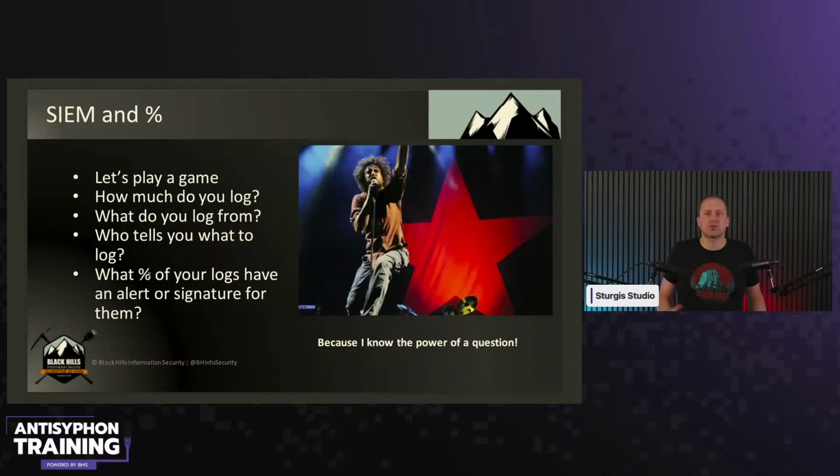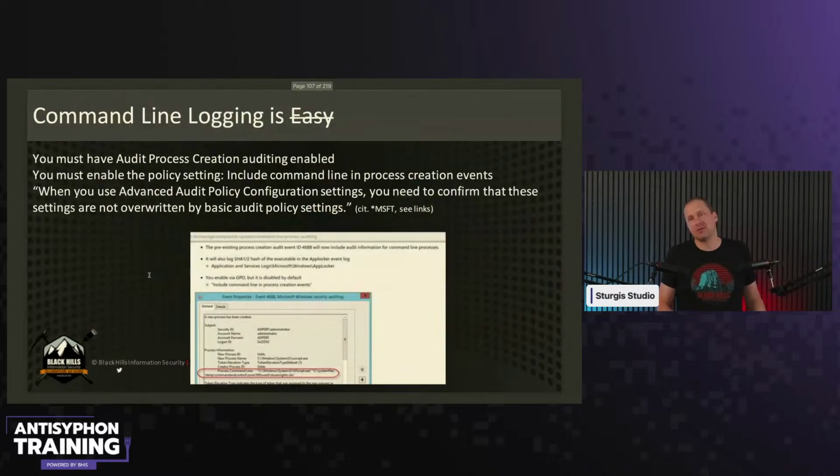In many organizations, it's around 5 to 10%. So that means that you have like 90 to 95% of your logs are just garbage, that you don't have an alert, you don't have a report, you don't have a signature associated with those logs at all. So we've got to be doing better about that.